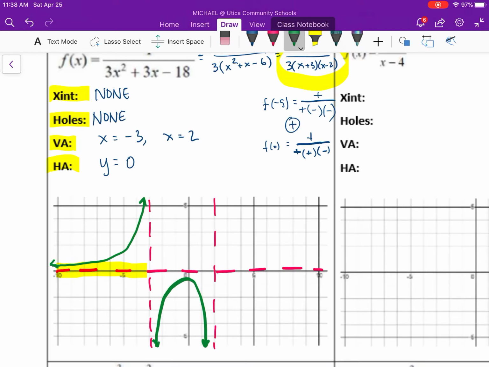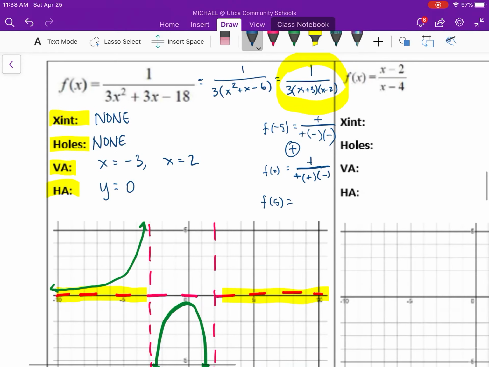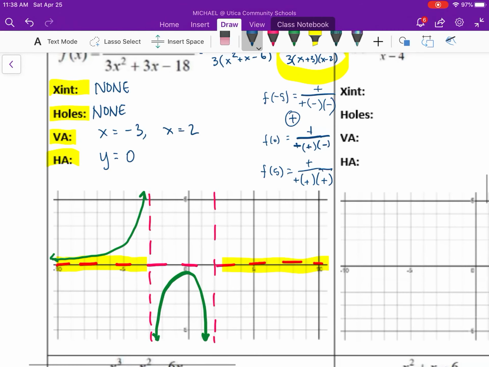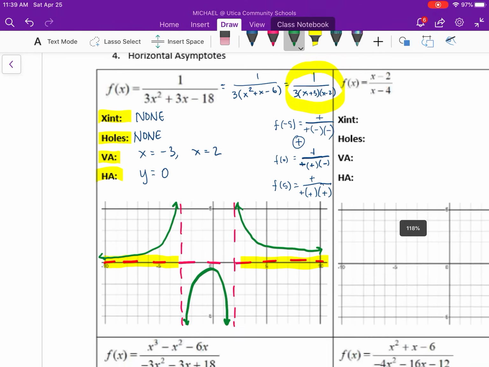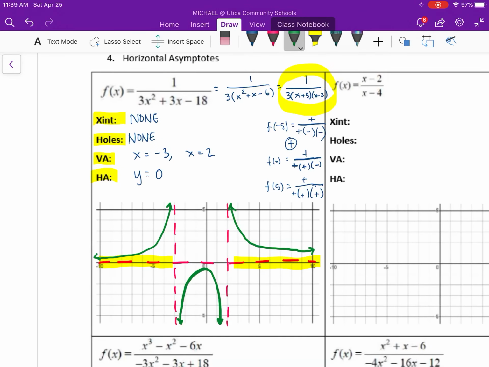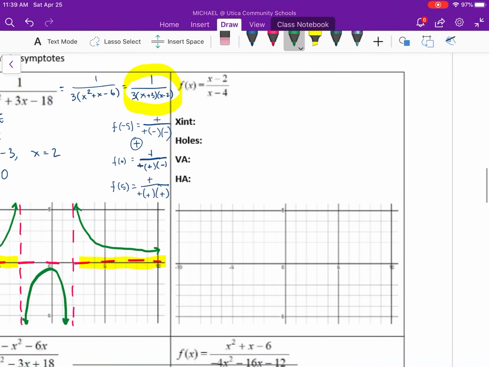And then likewise, try a positive 5, something in this range over here. When I plug in a positive 5, it could be any value that's more than 2, but I'm just going to use 5. Again, I end up with a positive 1, a positive 3. In the first factor, 5 plus 3 is positive, and 5 minus 2 is also positive. When I multiply all that out, I end up with a positive value, which would be there. So that's a good idea of what your graph looks like. Now that I know what my graph looks like, I can evaluate limits more easily.